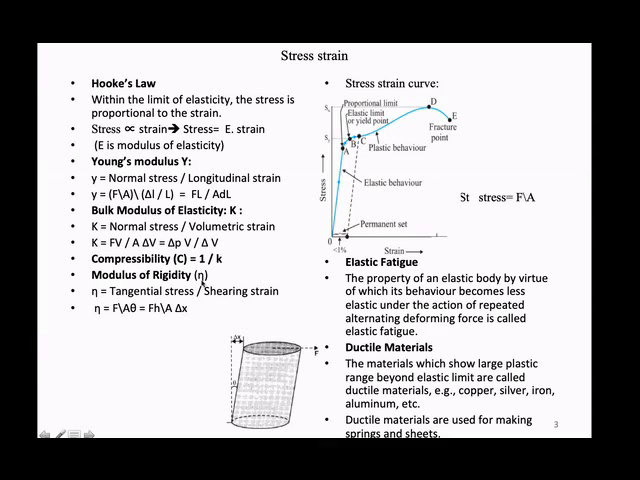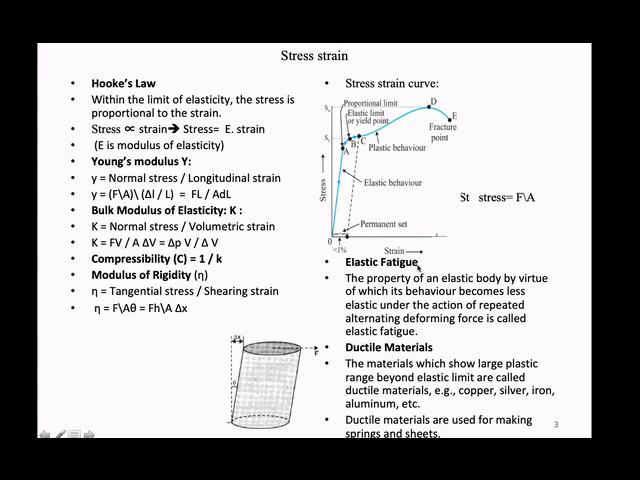Modulus of rigidity is defined as tangential stress by shearing strain. What is tangential stress? Force by area. This is the force, and the cross section is the area. And what is shearing strain? It is delta theta. Delta theta is nothing but delta x by h. Let us say h into theta is equal to delta x, so theta is equal to delta x by h. That is why modulus of rigidity is F by A, the stress, divided by delta x by h, the shearing strain.